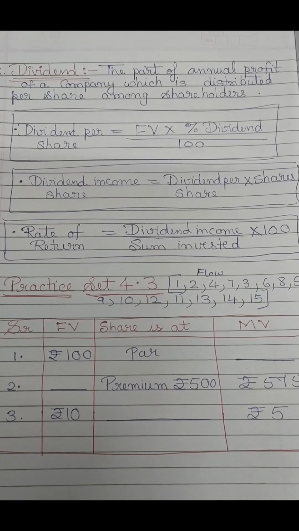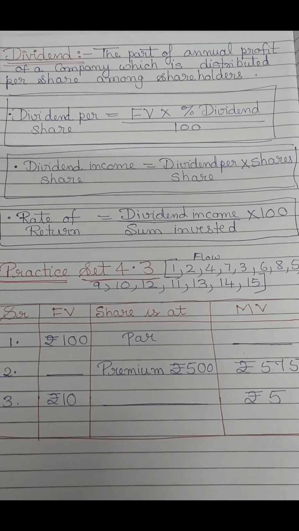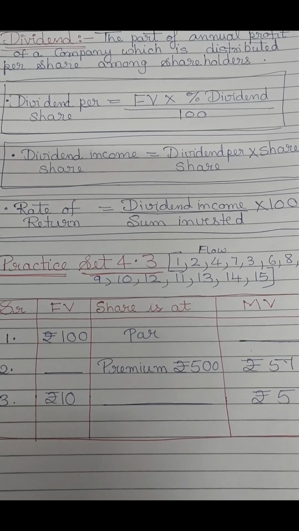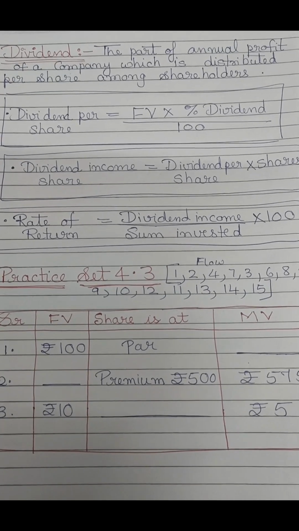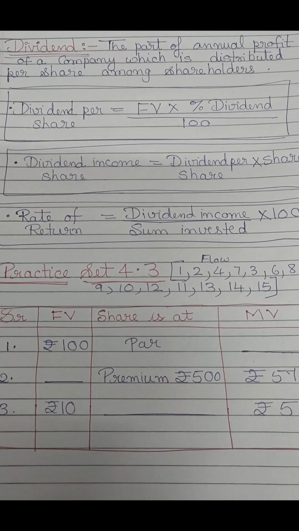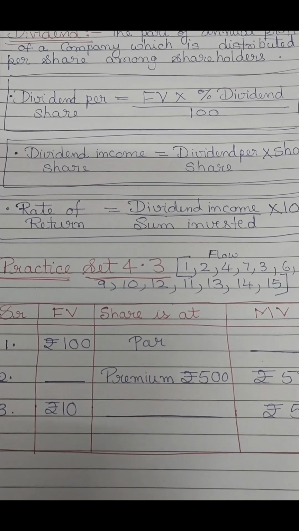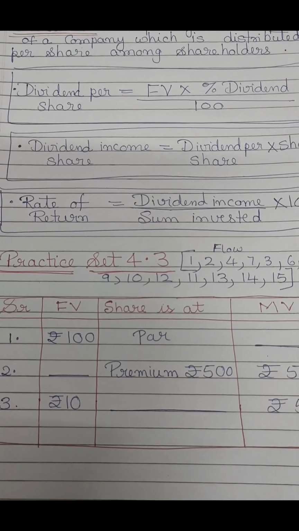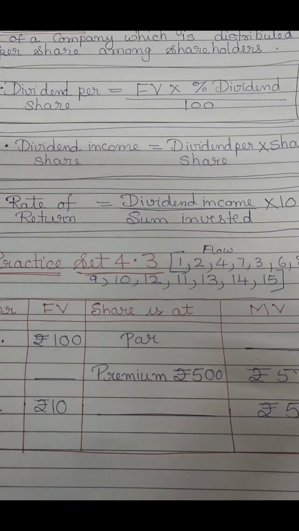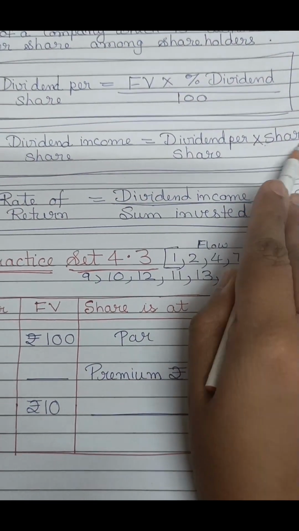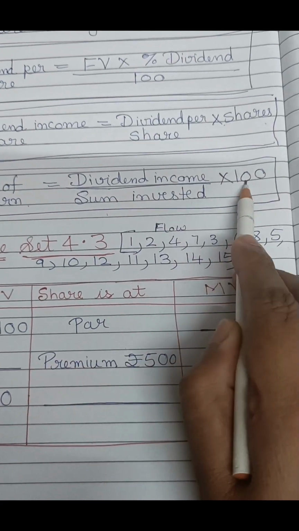Next concept is dividend. The part of the annual profit of a company. Supposing the company made 10 crore profit and you have 5 shareholders. So that 10 crore profit would be shared with each shareholder. So that is called a dividend. Dividend per share is face value into percentage of dividend upon 100. Dividend income is dividend per share into number of shares. And rate of return is dividend income upon sum invested into 100.